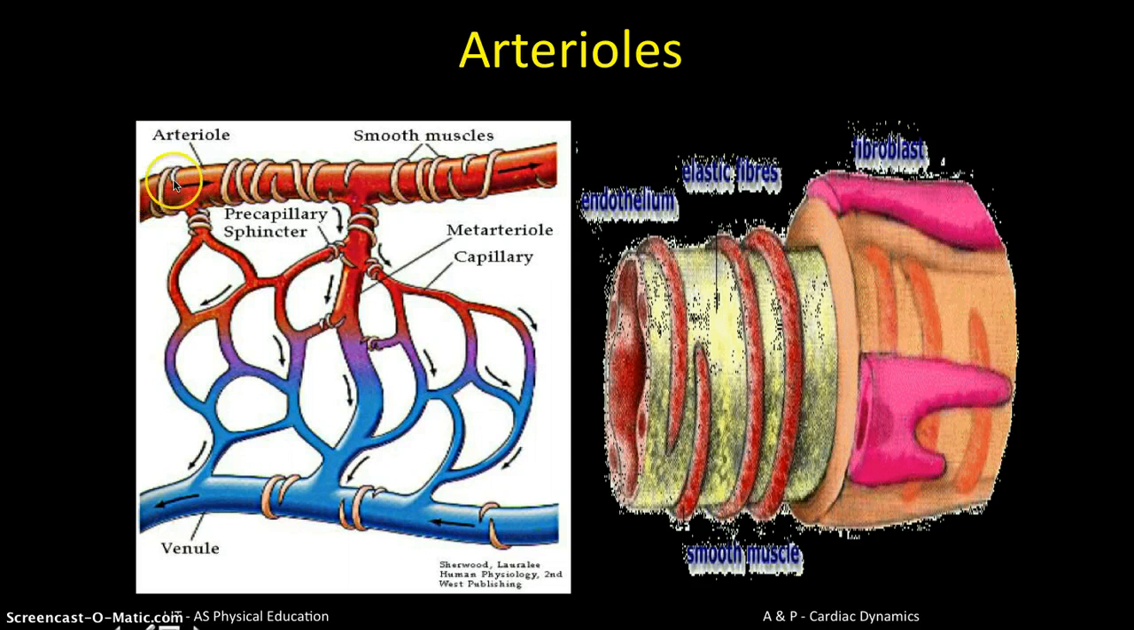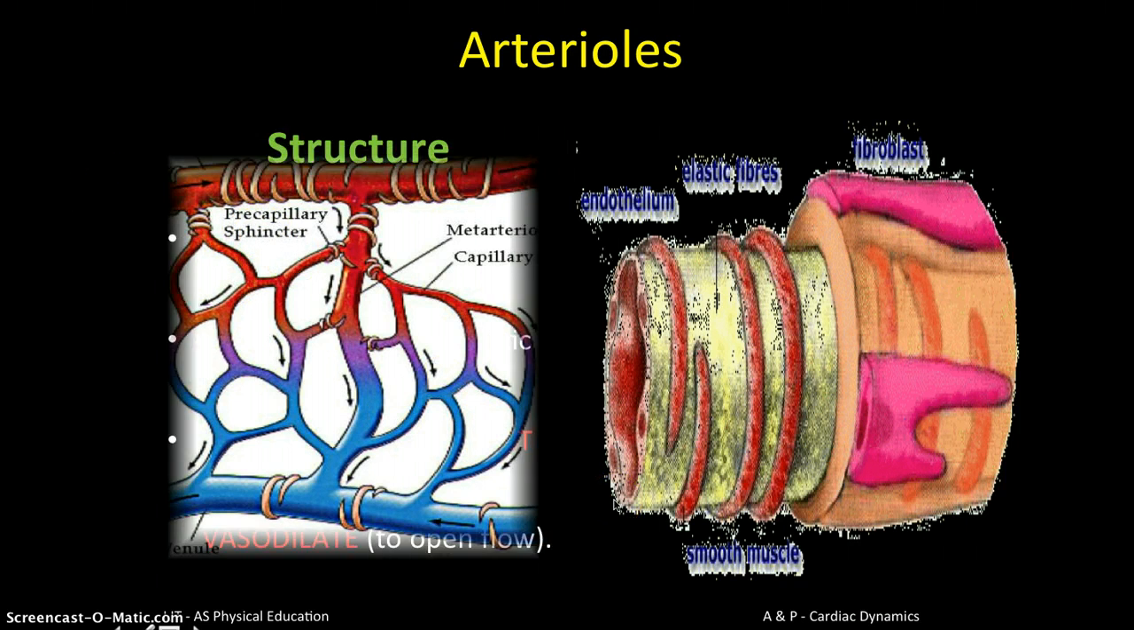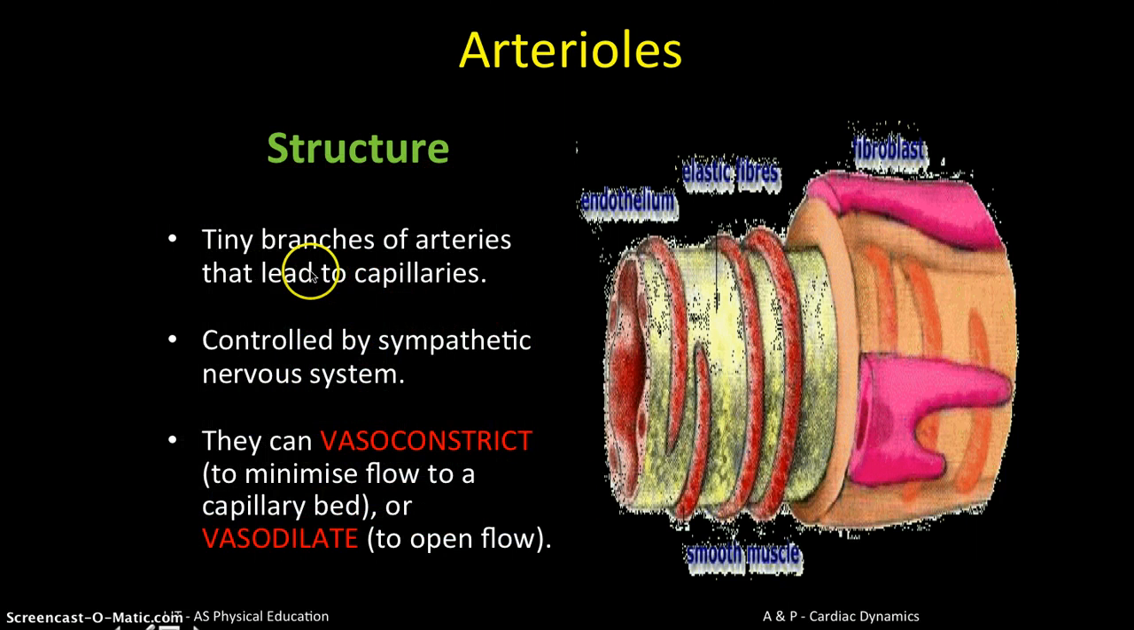And you can see an arteriole here with smooth muscle wrapped around it and a capillary bed, and those really are quite important. So arterioles are smaller branches of arteries that lead into capillaries. They're controlled again by the sympathetic nervous system, and the fact that they have this smooth muscle tissue around them means that they're able to vasoconstrict, which means get narrower and minimize flow through them, or they can vasodilate and widen and relax, and that allows more blood to flow through them more easily.